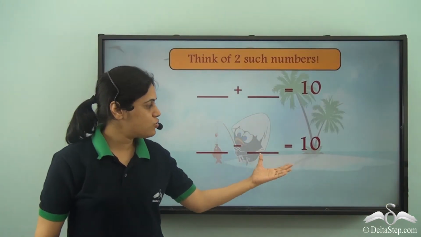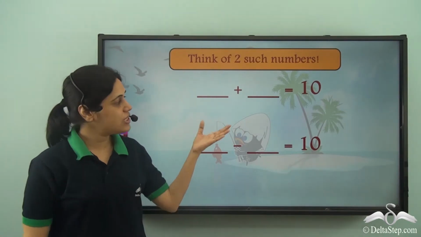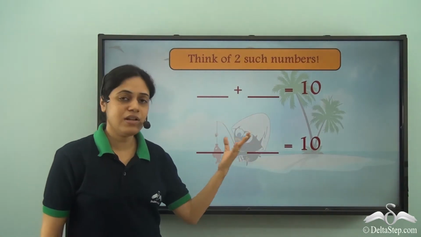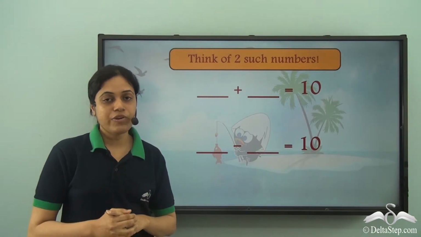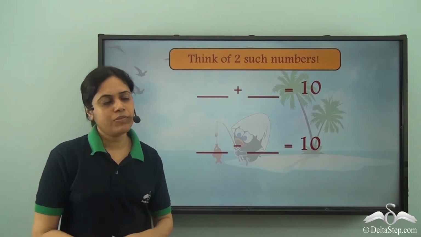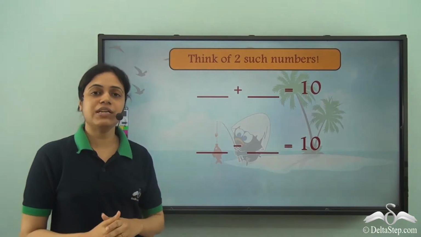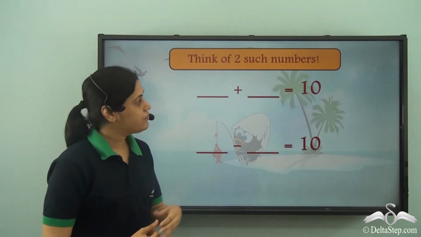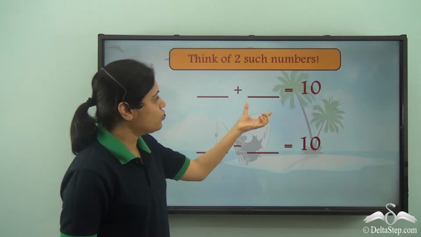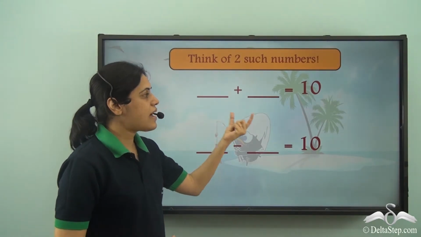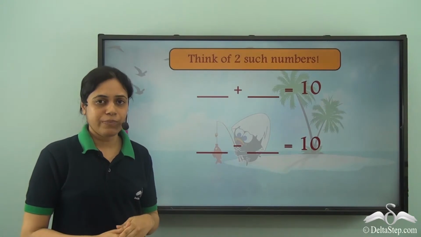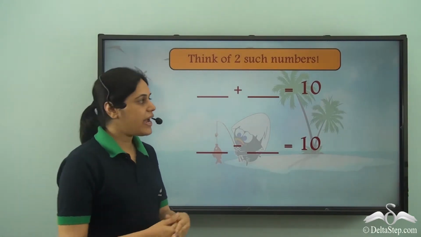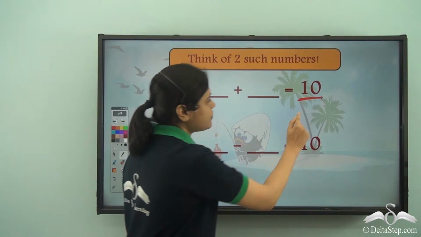Now we need to solve this. So this is yet another puzzle which has two missing numbers. Till now we have found one missing number. How do we find two missing numbers? Well, I need to find two numbers whose sum is 10. That is, which are the two numbers that we can add to get 10?